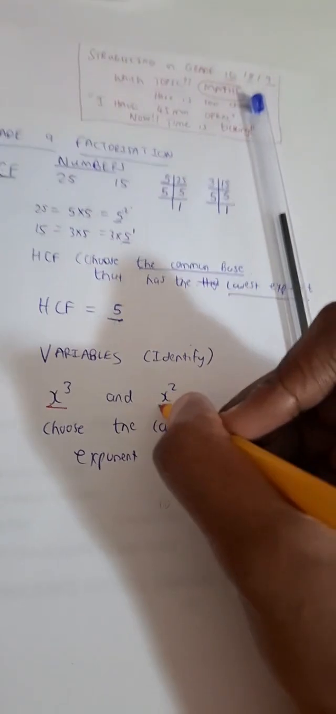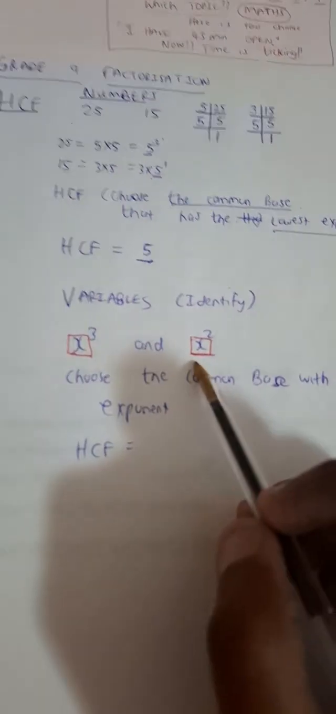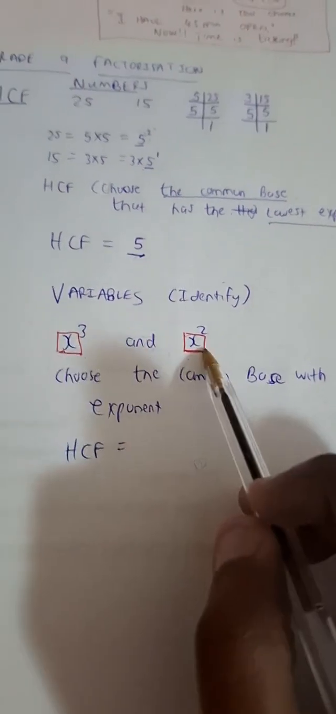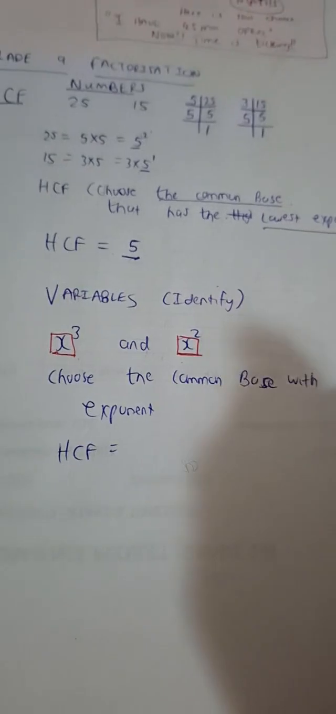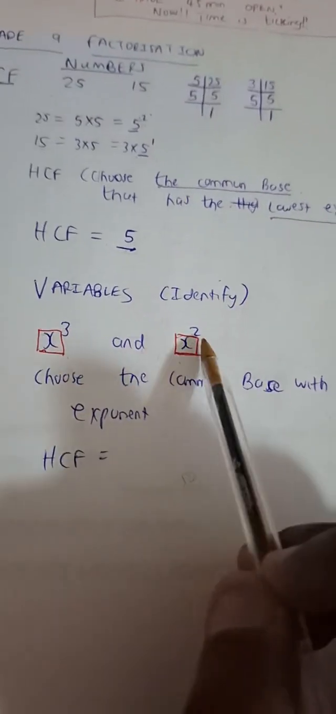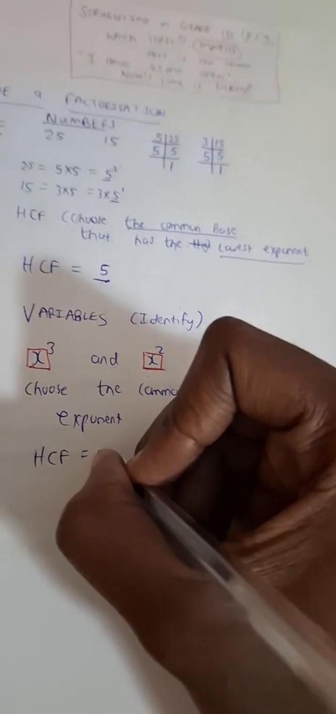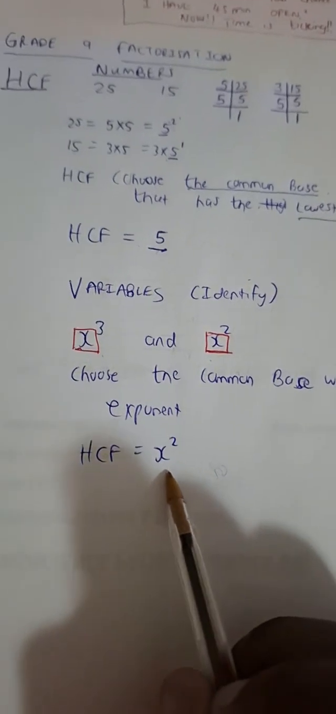So between x cubed and x squared, the base x is common. But then for our highest common factor, if I'm asking what is the highest common factor between x cubed and x squared, I am going to see, okay, these bases are common. X and x are common variables. But I'm going to then choose the base with the lowest exponent. So that means my highest common factor would be x squared. Very important.